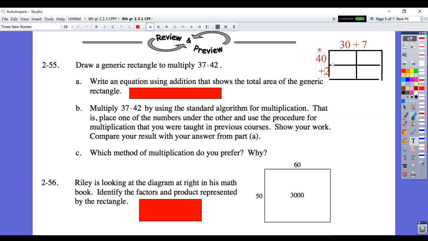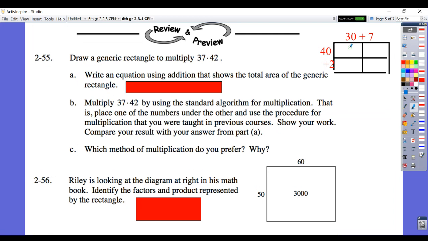And then you're going to multiply your sections. 30 times 40 will go here. 40 times 7 will go here. 30 times 2 will go here. 7 times 2 will go here. And add up all 4 sections to get the answer.